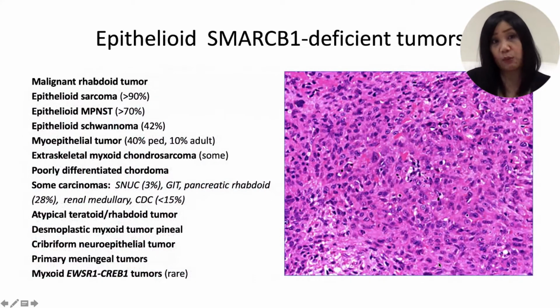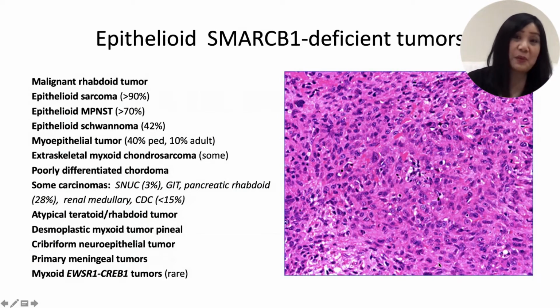So here we have a wealth of tumours which are defined by loss of SMARCB1. Malignant rhabdoid tumour, 100% of these almost show SMARCB1 loss. Epithelioid sarcomas, more than 90% of these show SMARCB1 loss. More than 70% of epithelioid MPNST, more than 40% of epithelioid schwannomas, variable numbers of myoepithelial tumours, most frequently in the pediatric population, and sometimes rare examples of extraskeletal myxoid chondrosarcoma or poorly differentiated chordoma. And the ones that lose this, the rare ones that lose this, manifest with frequent epithelioid morphology.